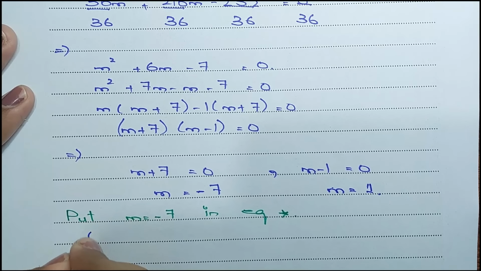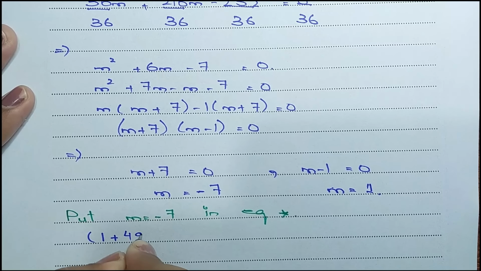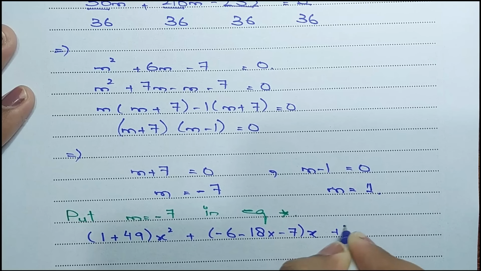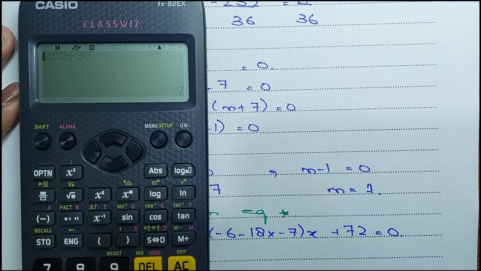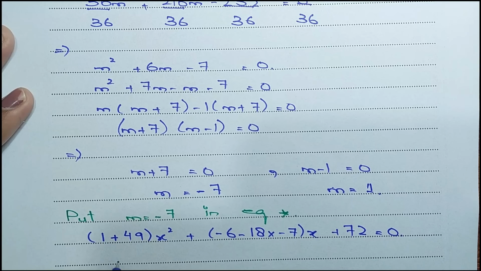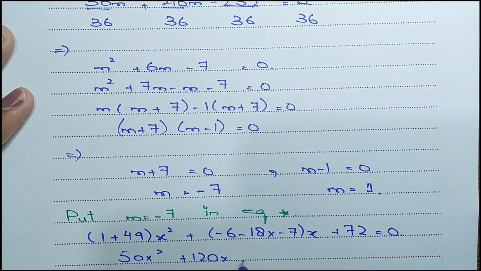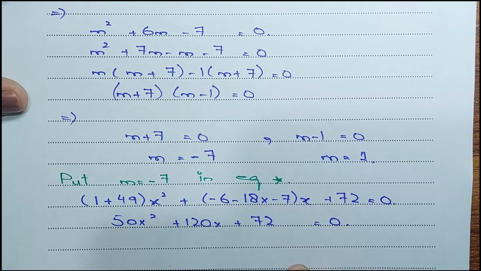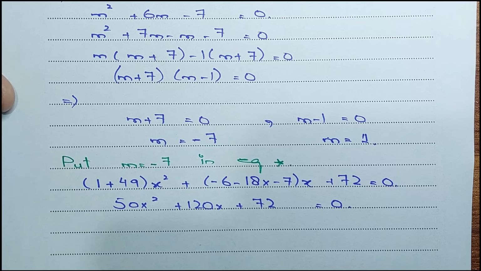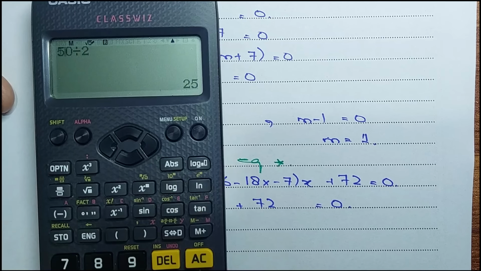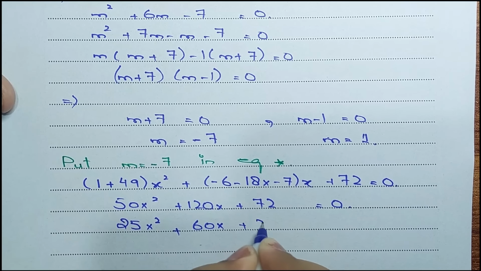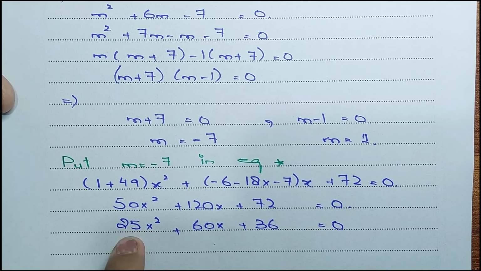So we have 1 plus negative 7 squared, which is 49, times x squared, plus negative 6 minus 18 times negative 7, x, plus 72 equals 0. Negative 18 times negative 7 plus 6 gives positive 120. This is 50x squared plus 120x plus 72 equals 0. Let me simplify this equation by dividing by 2. 50 by 2 is 25x squared, 120 by 2 is 60x, and 72 divided by 2 is 36, equals 0.